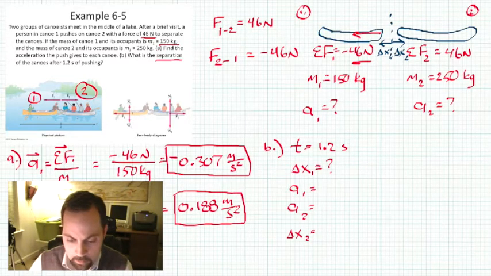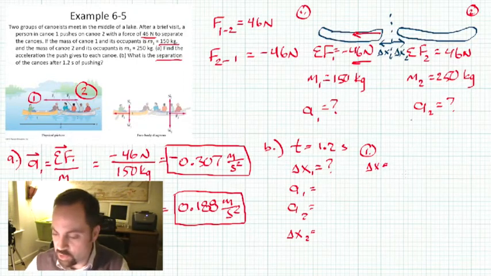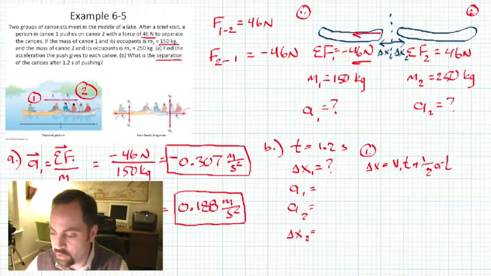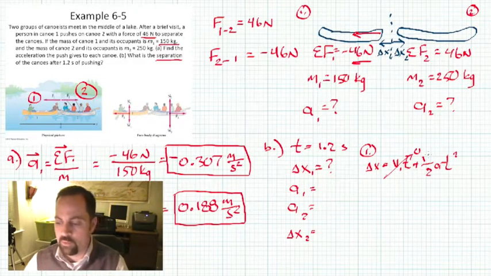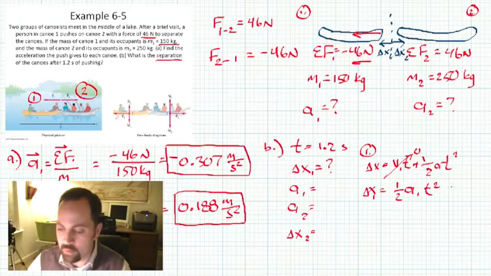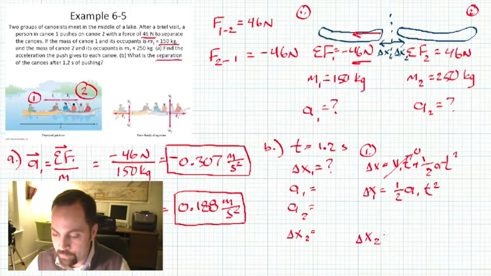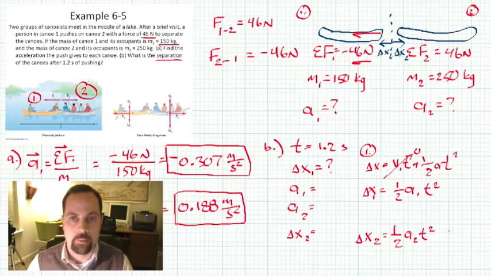All right, so for canoe one, our displacement equals initial velocity times time plus 1/2 times acceleration times time squared. Initial velocity is zero, right? So it's simply delta X1 equals 1/2 times acceleration one times time squared. And I'm gonna run out of space here. Displacement two is 1/2 times acceleration two times time squared.